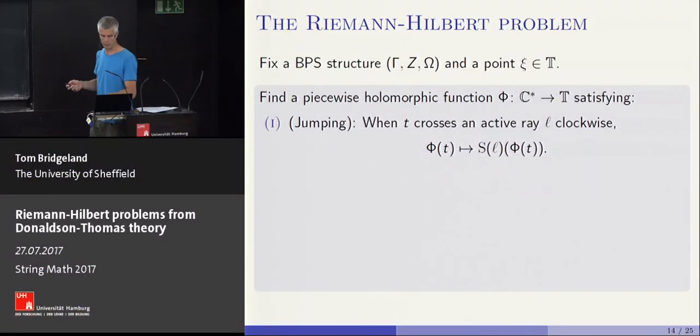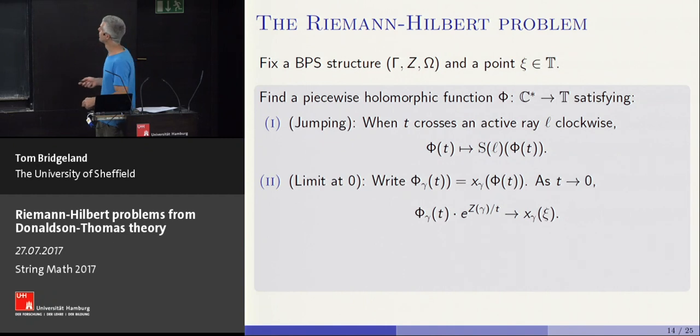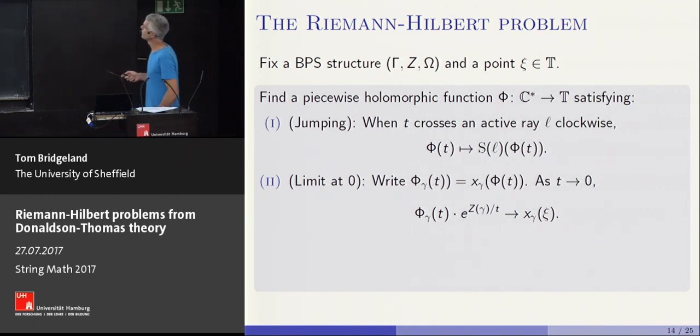to get a unique solution. So this is the limiting behavior at 0. It's easier to write it in terms of characters. So this is a map into the torus. Of course, I can compose with a character and get a map from C star to C star. So I'm applying the character to this element of the torus. That's an element of C star, and I want that to have this behavior.